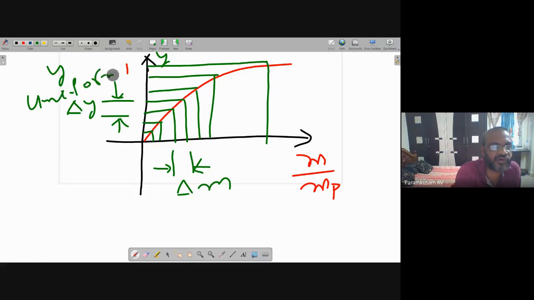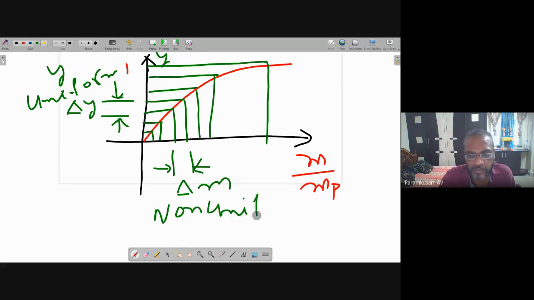Here y scale is uniform, and x scale is non-uniform. You note down horizontal axis represents normalized input signal. Vertical axis is the output signal. This is M of t.